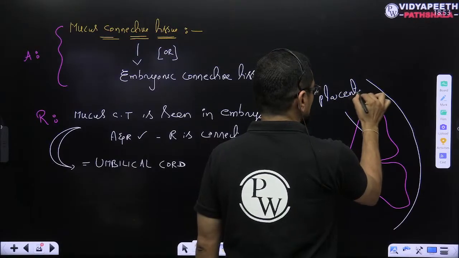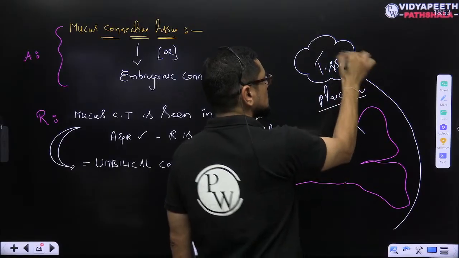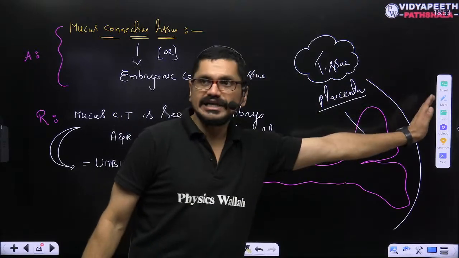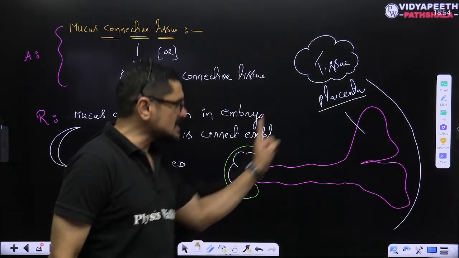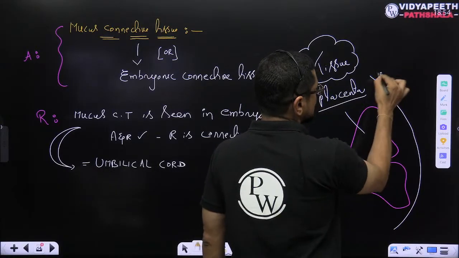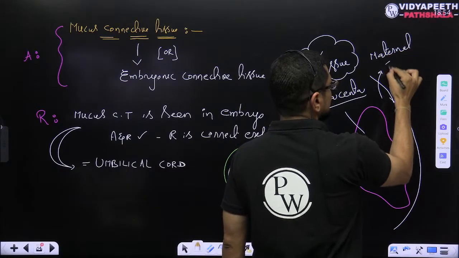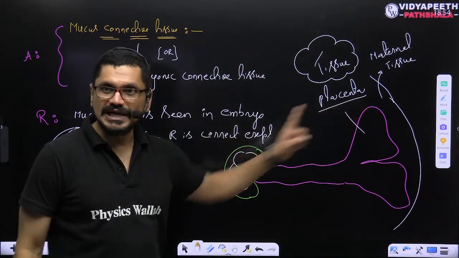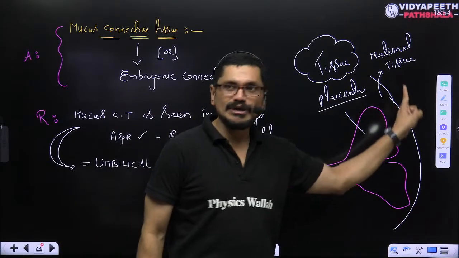Placenta is a tissue. What is the placenta? The placenta is a tissue which is formed between the embryo and the mother. Embryo is connected to the placenta, and this placenta is connected to the maternal tissue. Please see the board now. The embryo is connected to the placenta, and the placenta is connected to the mother.